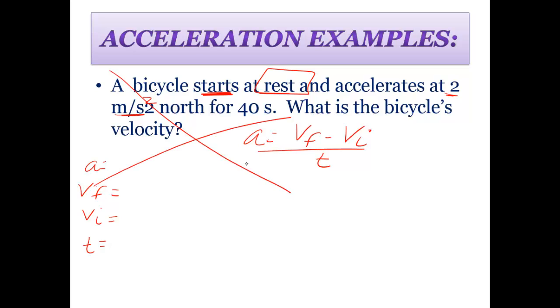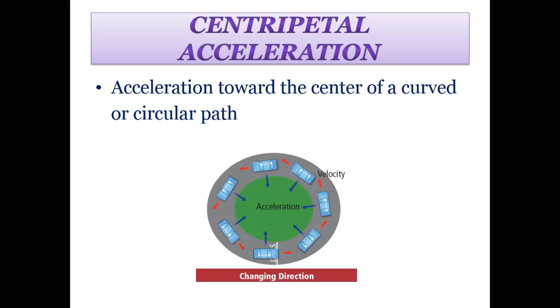Okay, we're going to talk about centripetal acceleration. Centripetal acceleration is acceleration towards the center of a curved path, meaning that we accelerate around this curved path here. There is a force that actually pulls us inward. We're going to talk about that later. But the acceleration of this car actually goes inward the entire time. And that's called centripetal acceleration.